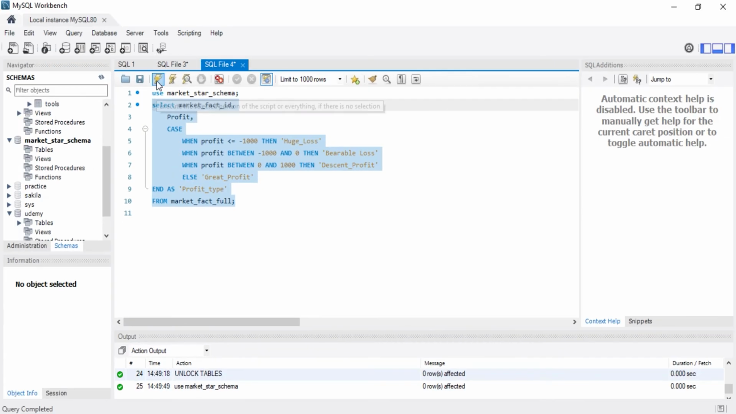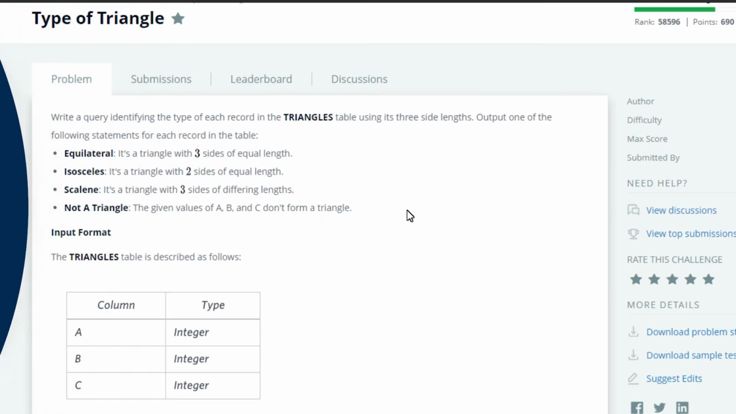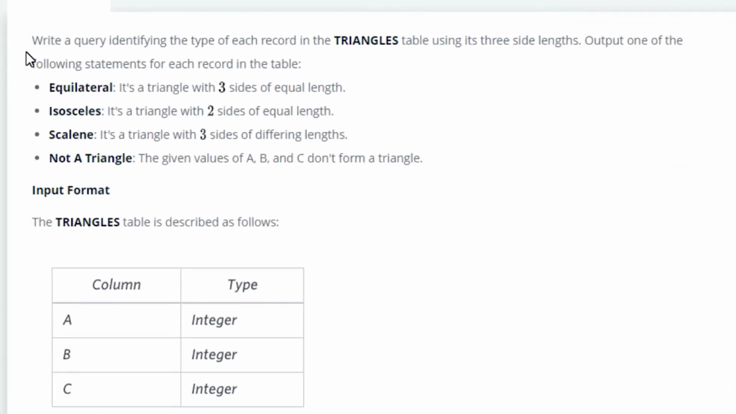So it's time to solve this problem on HackerRank. Now let us look at the problem. The problem statement is: write a query identifying the type of each record in the TRIANGLES table using its 3 side lengths. Output one of the following statements for each record in the table.